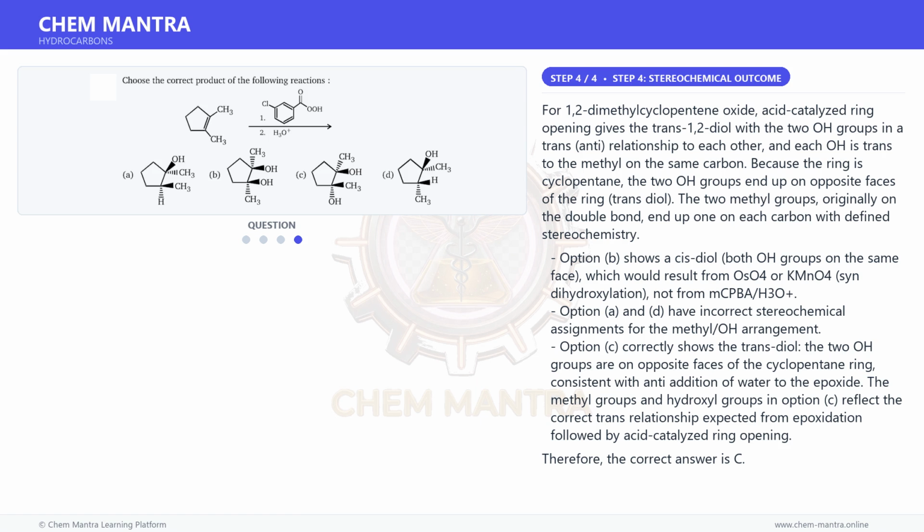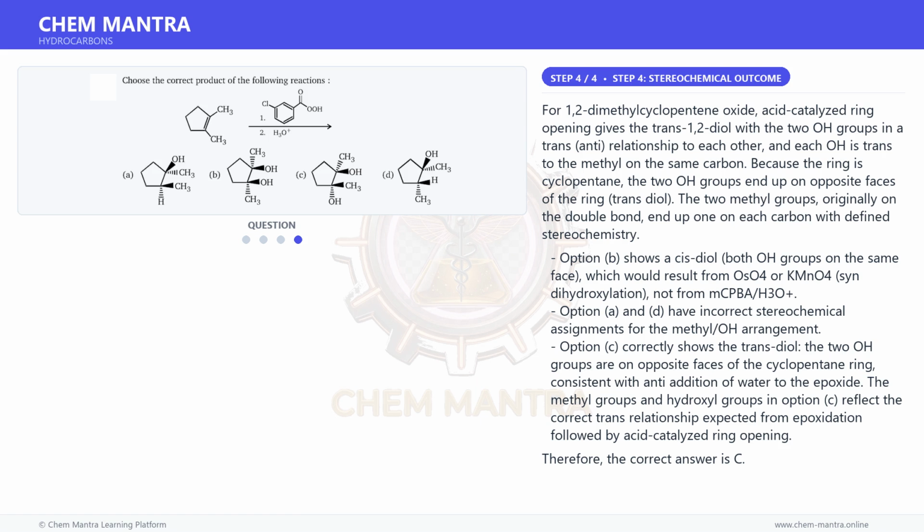Because the ring is cyclopentane, the two OH groups end up on opposite faces of the ring, a trans-diol. The two methyl groups, originally on the double bond, end up one on each carbon with defined stereochemistry.